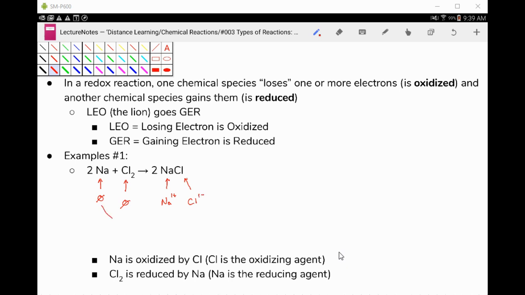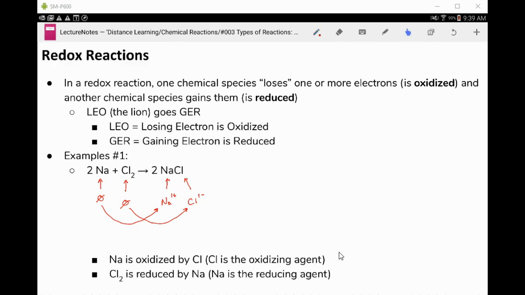So from the beginning of the reaction to the end, the sodium has lost an electron, and the chlorine must have gained an electron. So in this case, LEO goes GER: losing electrons is oxidized. The sodium atom must have been oxidized, whereas the chlorine atom was reduced. And usually we say then that the sodium atom was oxidized by chlorine, so chlorine is the oxidizing agent, and chlorine became reduced because sodium reduced it.